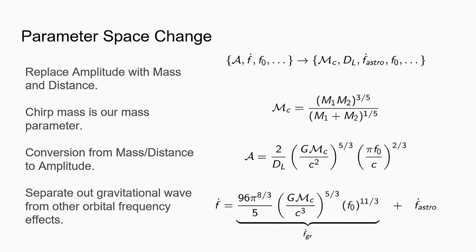Finally, we switched the f dot parameter to be non-gravitational wave contributions to f dot. So f dot astro is our free parameter, and since we have distance and mass in our representation, we just derive f dot GR using that expression as part of the search process.